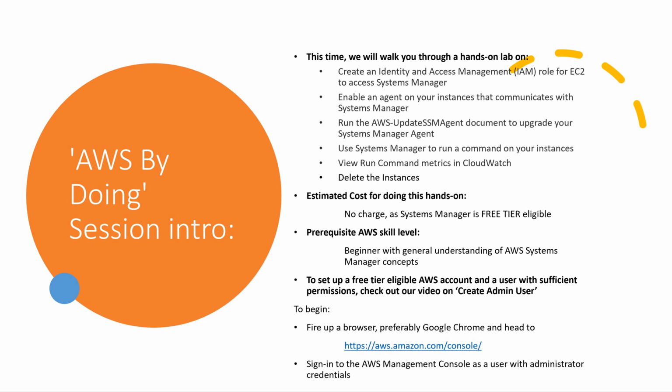Prerequisite AWS skill level: beginner with general understanding of AWS Systems Manager concepts. To set up a free tier eligible AWS account and a user with sufficient permissions, check out our video on Create Admin User. To begin, fire up a browser, preferably Google Chrome, and head to aws.amazon.com. Sign into the AWS Management Console as a user with administrator credentials.